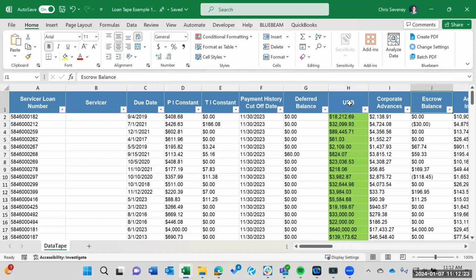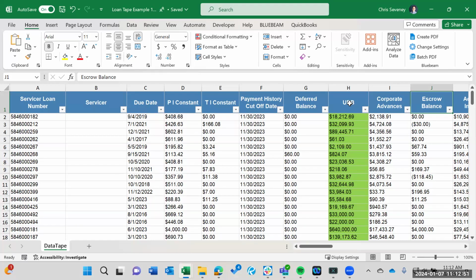Escrow balance. Positive escrow balance means that there is money in escrow to cover taxes or insurance. Negative escrow balance means that the lender has advanced some of those funds for taxes or insurance, and that's why it's negative. Some servicers will move the negative escrow balance into corporate advance. Some will leave it as negative escrow. We'll go through all of that strategy when we're bidding.